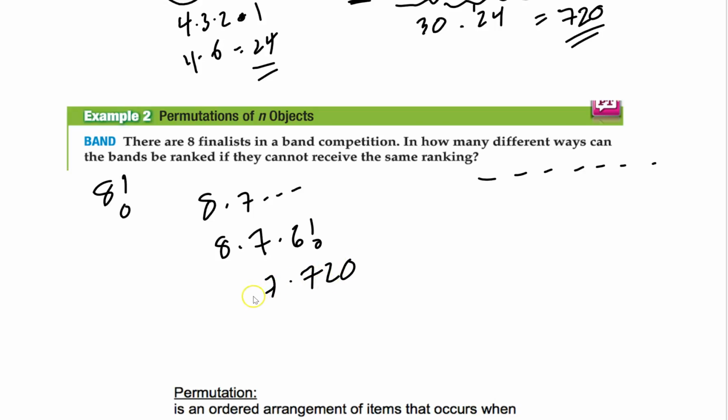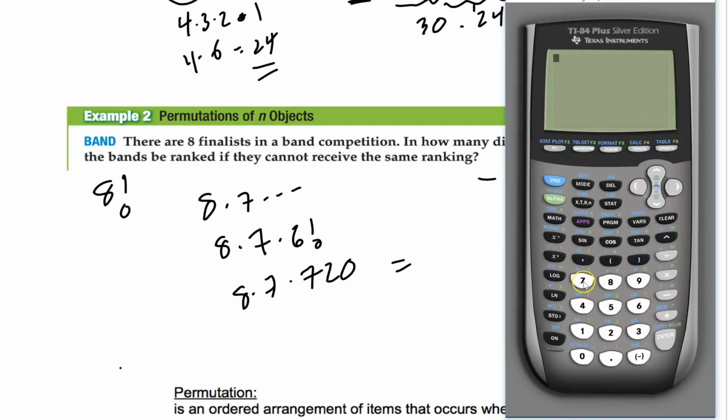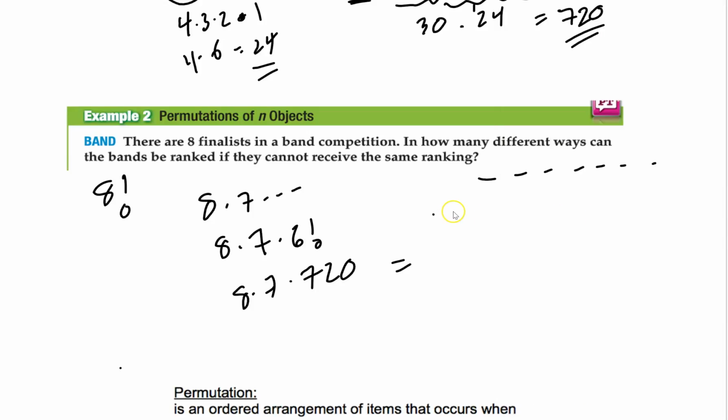And basically, I'm just going to put all this in my calculator because I can't do it in my head. Here's my calculator. I'm just going to do 8 factorial, so I can show you how to do it. Math over probability. And down there is the factorial button. So 40,320 ways. So there's a lot of ways to rank those 8 bands. Okay, so that's a basic permutation, how you rearrange these 8 things.